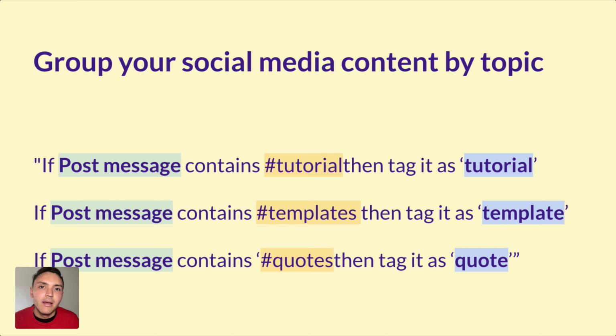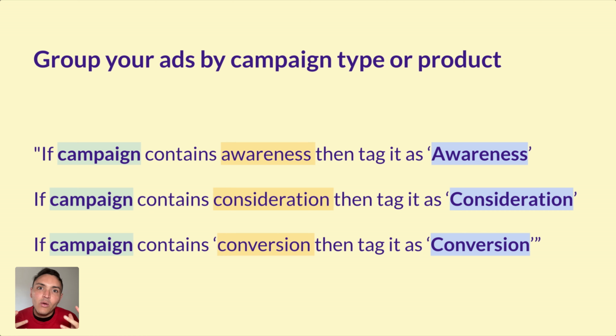If you run social media, many times you run it based on topics, so you can break down your data by topic. You take the post message or the post caption, and if the caption contains the hashtag tutorial, then tag it as tutorial. If it contains templates, then tag it as templates. If not, tag it as quotes. This way I can group my social media content and see what topics are working the best. So in general, you can see that regular expressions let me tag, group, and clean my data. And we'll have a specific exercise for all of these use cases.